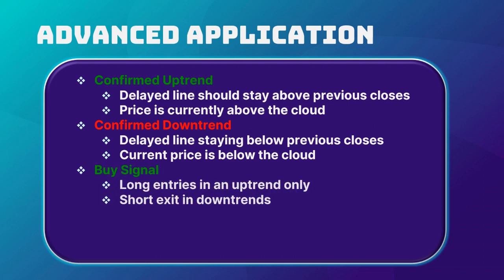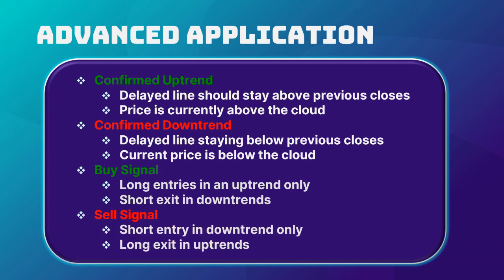So if you get a buy signal in an uptrend, you go long, and you only exit, you do not short in an uptrend. If you get a buy signal in a downtrend, that would be your short exit. You don't go long in a downtrend. That's all. Just trade the direction of the trend. Remember, the cloud and the delayed line tell you the trend. The turning line and baseline tell you the entries and exits. So a sell signal would be shorting only in the downtrend.